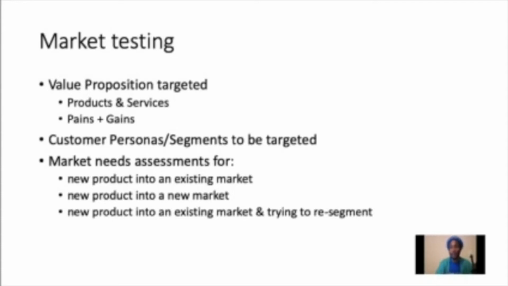So a lot of times in market testing, you'll be testing out the components in your value proposition, and you'll also be testing out your components in your customer personas and your empathy maps to make sure that, one, you're targeting the right people, two, that you're fulfilling the needs that they have, and three, that you're providing the proper solution to the problem that they have in their lives.